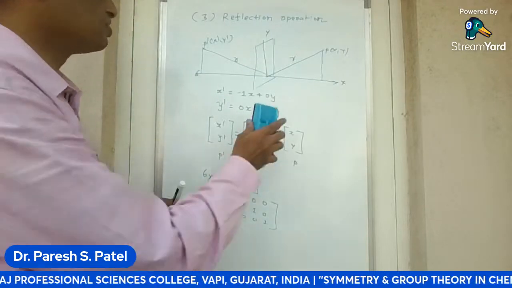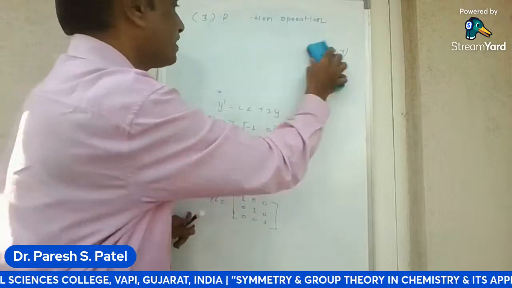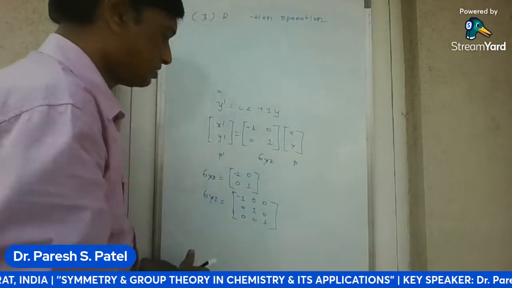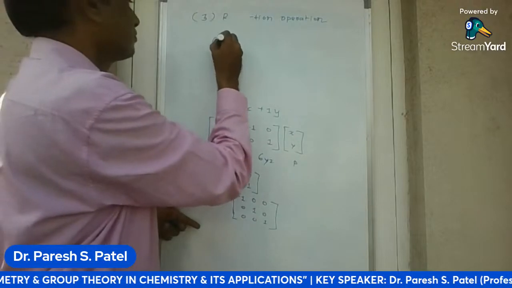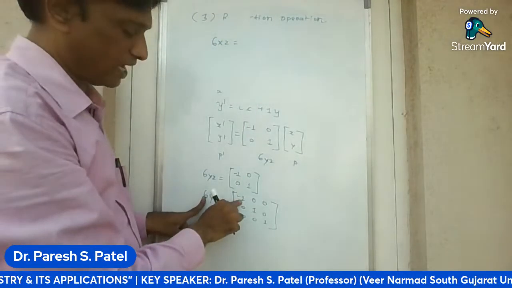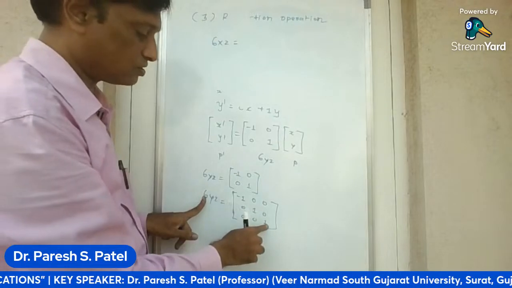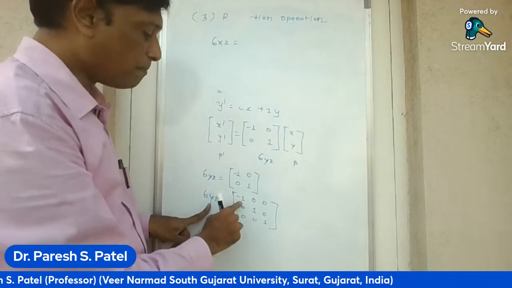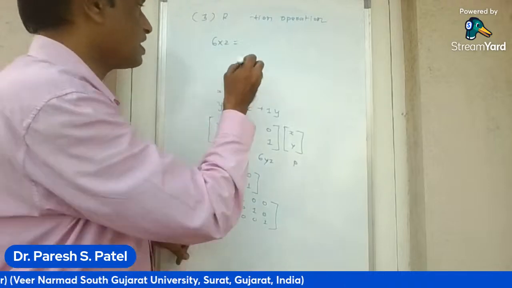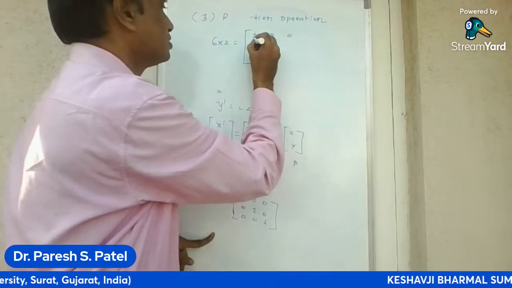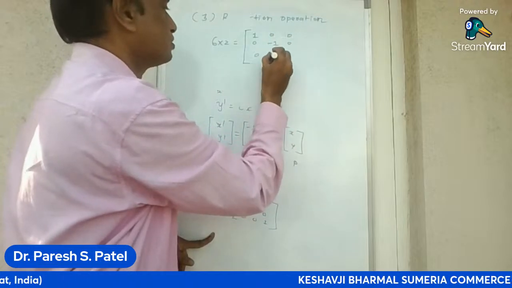We can write the matrix representation for sigma xz. Here, sigma yz means this is along the x-axis, this is along the y-axis, this is along the z-axis. Sigma yz means x is minus 1. So similarly, sigma xz can be represented as 1, 0, 0, 0, minus 1, 0, 0, 0, 1.